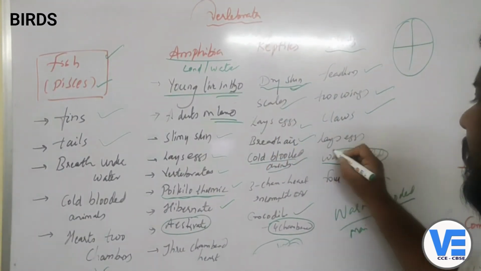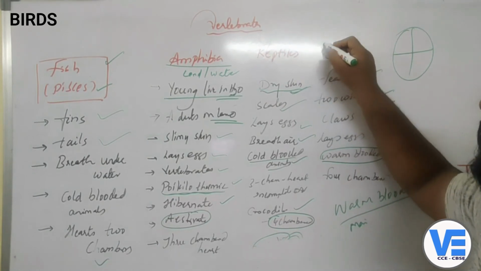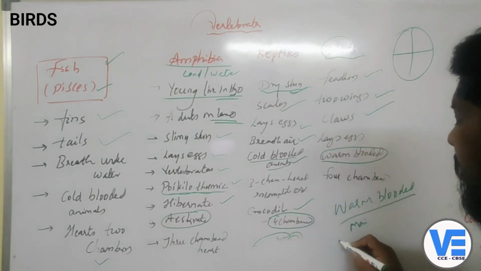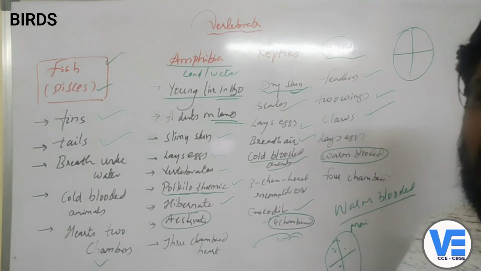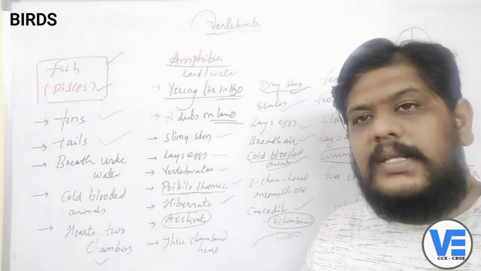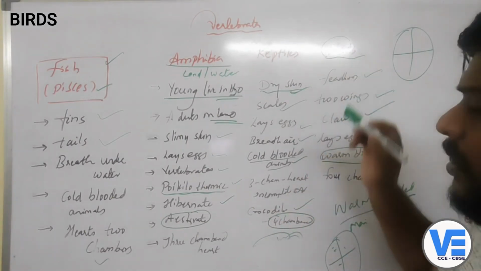We are all warm-blooded animals, and even the birds are warm-blooded animals, and their heart is completely divided into four chambers, that is two auricles and two ventricles. So that is how you can talk about the birds, right?